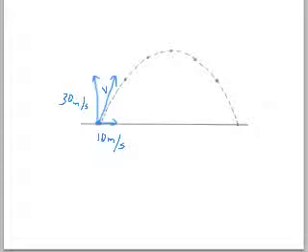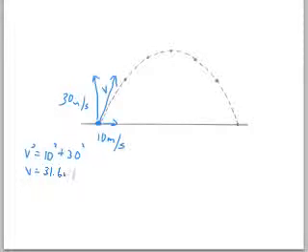If I want to figure out vector v, it is going to be v squared equals 10 squared plus 30 squared, because v is the diagonal of a rectangle, or the hypotenuse of a triangle. If you solve this on the calculator, you get the square root of 1,000, which is 31.6 meters per second. So that's the actual launch speed of the golf ball.